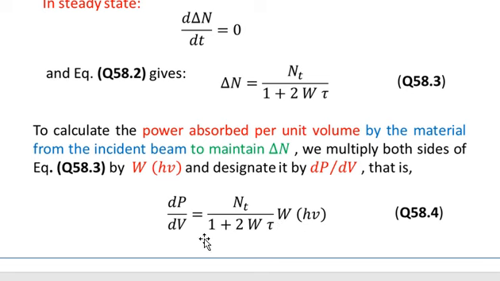So this is what we have obtained: the power absorbed per unit volume by the material from the incident beam to maintain delta N. That is, the difference in population will be maintained if this much power is absorbed by the material, as shown in equation number 4.